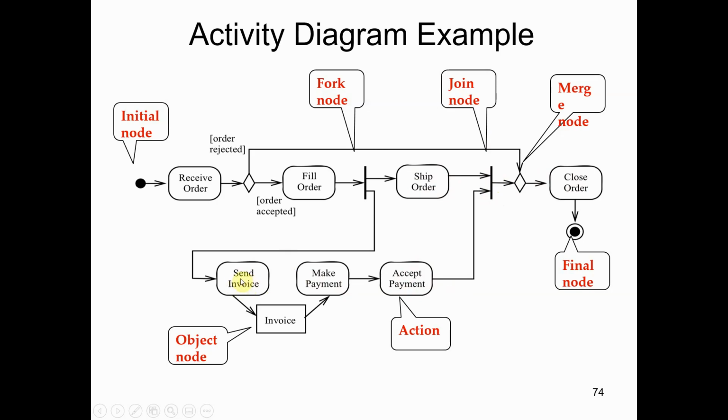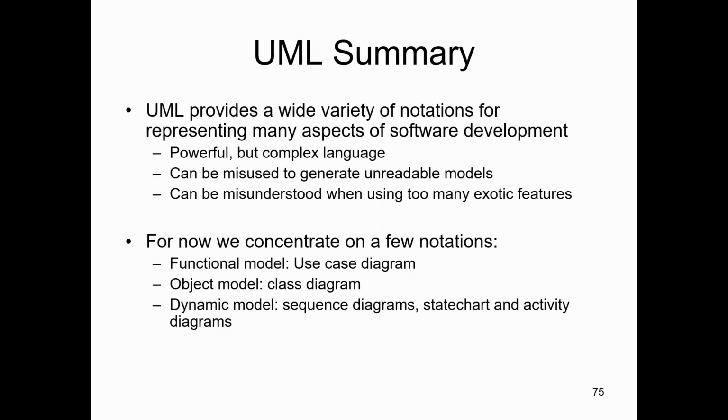And between send invoice and make payment, we have an object node, the invoice. The invoice is given to the customer for the customer to make a payment. So this implies that these two nodes involve two different users.